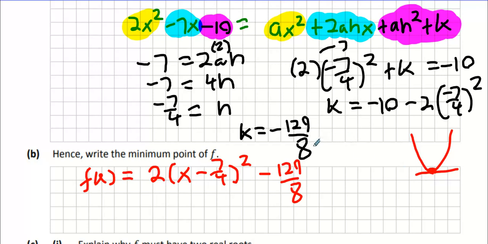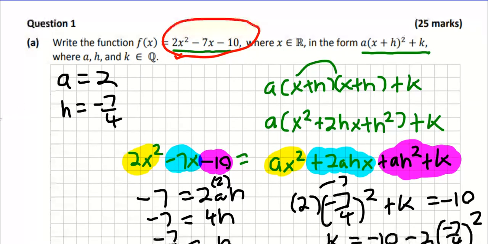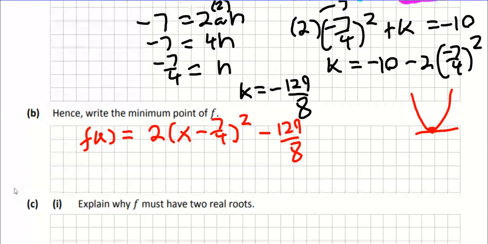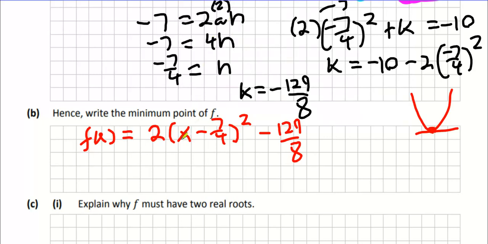Now get this. Would you all agree it's a U-shaped graph? How do you know it's a U-shaped graph? When you go back to the start, it's a 2x squared, isn't it? Which is a U-shaped graph. So it means it definitely has a minimum, right? Now, what can you guarantee about this value here? This value here is always positive. How do you know it's always positive? It's a perfect square, right?